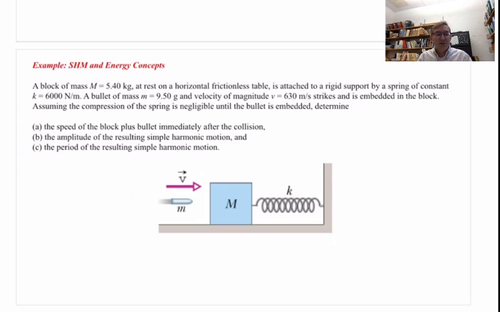Wow. So, you see what they're talking about? There's the block on the spring. The bullet comes in, bam, embeds itself inside the block, giving the block plus bullet some initial velocity, and then it's going to oscillate with simple harmonic motion because of the spring. We want the amplitude of that simple harmonic motion and the period.